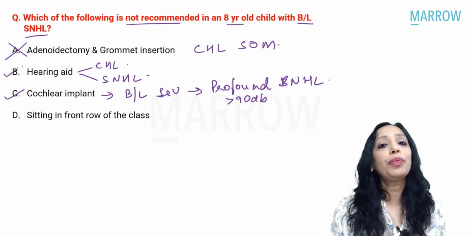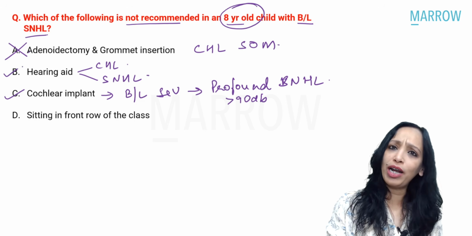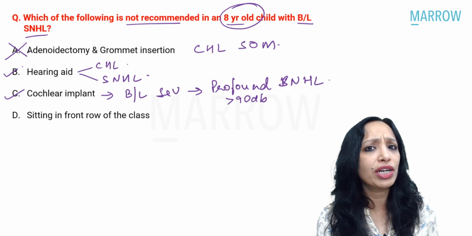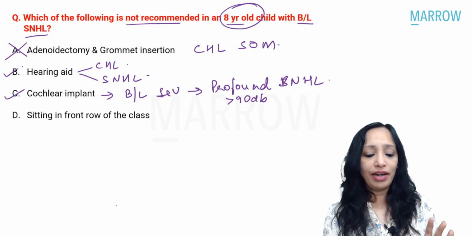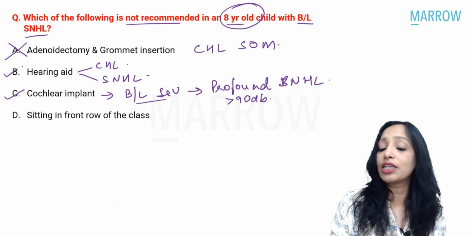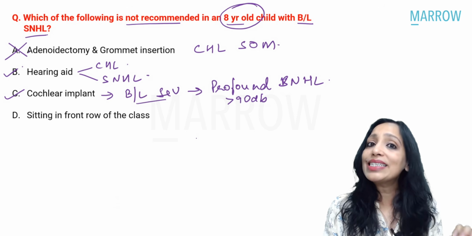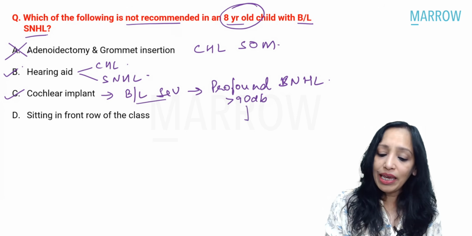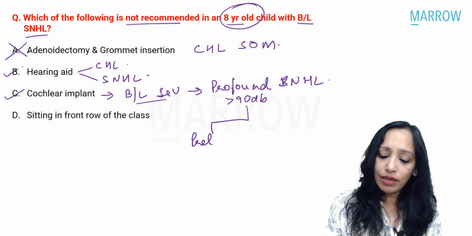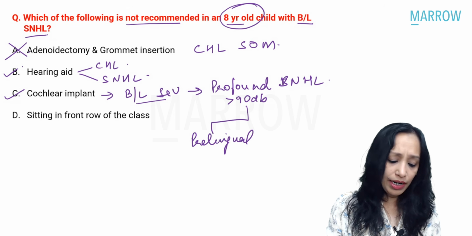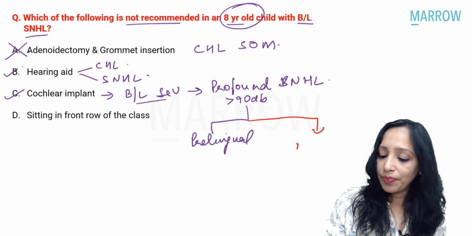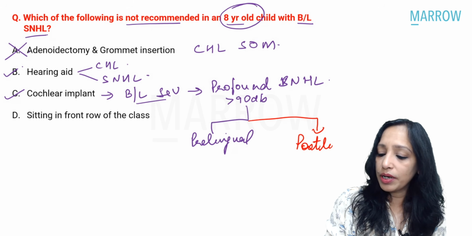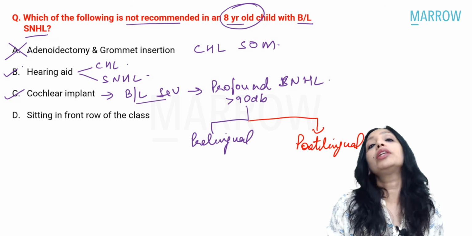Now, some students told me that it is an 8-year-old child. Will we still go for cochlear implantation in this child? What do you think? See, for cochlear implantation, the main indication is that the hearing loss should be bilateral, severe to profound hearing loss. And this hearing loss can be either prelingual, right? Or it can be postlingual.